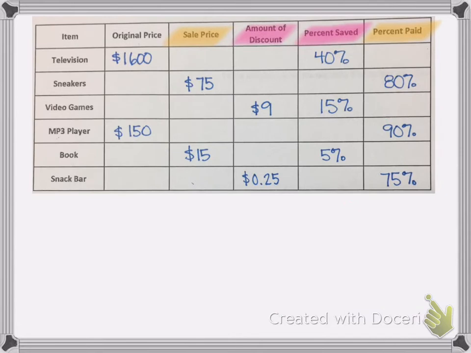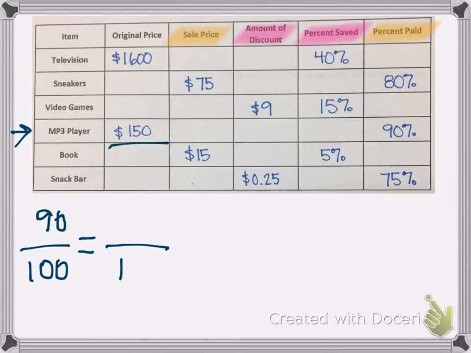Let's move on. Here's the MP3 player. This time we've got the original price, so that is the whole, and we have percent paid, so that is a part to whole ratio in itself. We're on the MP3 player, 90%, that's 90 per 100. 90 per 100 is equal to the part to whole ratio. Well, I'm given the original price here, so that's a whole. So that goes right there.